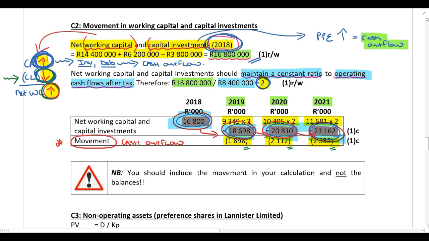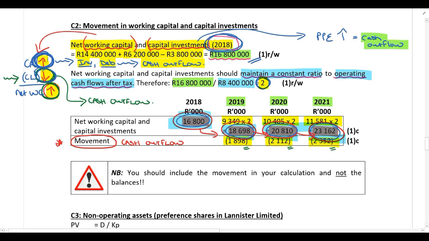So if current assets are increasing, that would be a cash outflow because it means inventory and debtors are increasing. On the other hand, if current liabilities are decreasing, that means the company is paying its creditors. And if the company is paying its creditors, that would be a cash outflow.